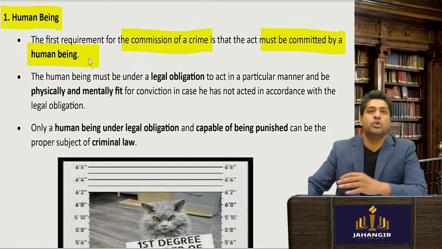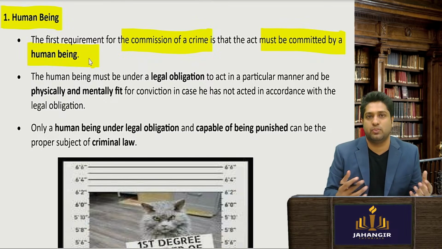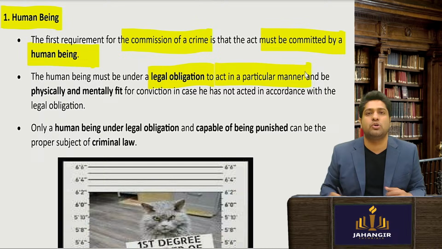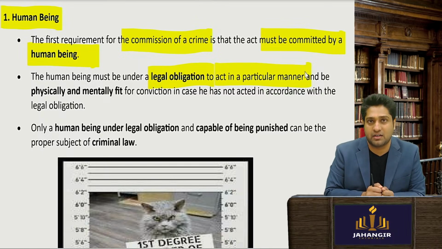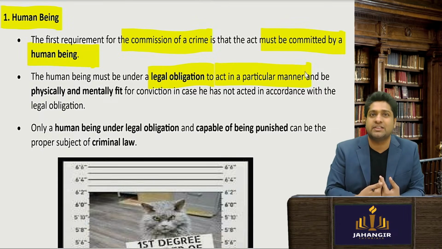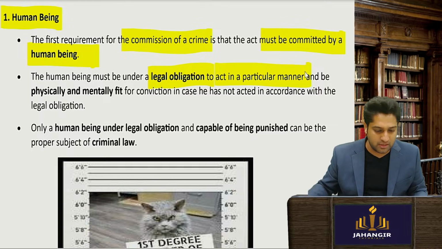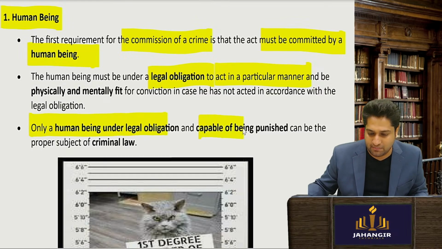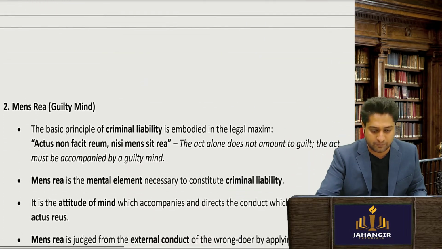Next, human beings have a responsibility to act in a certain way. That is called a legal obligation, that we are expected to act in a certain way. We are expected to drive in a rational manner. That obligation is not on anyone else other than human beings. So only a human being under legal obligation can be punished and not any animal or any other thing.